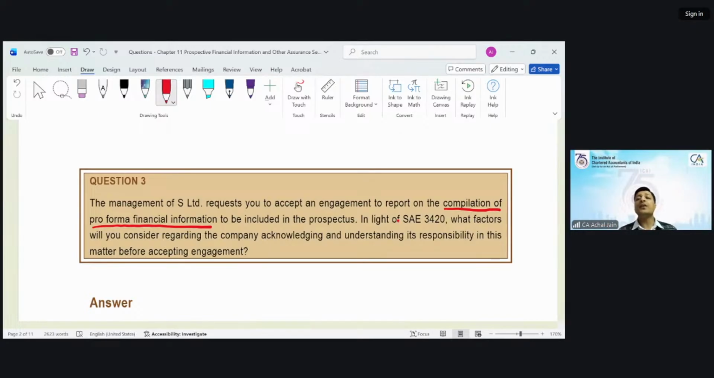In the light of this standard on assurance engagement, you are required to comment on what factors this practitioner will consider regarding the company, as regards acknowledging and understanding its responsibility in this matter before accepting the engagement. Means some of the acceptance and other formalities you are required to comment upon. Yes, over to you.